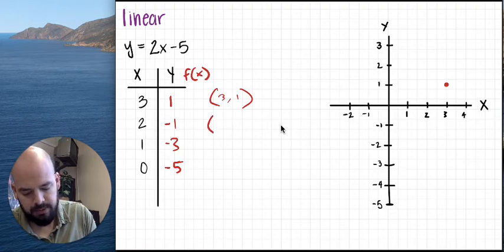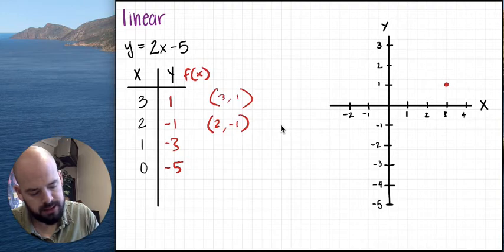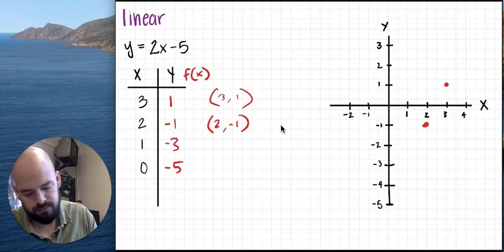My next point would be 2, negative 1. So on the x-axis, I'll go over 2, and I'm going to go to negative 1 on the y-axis. My third point is 1, negative 3.